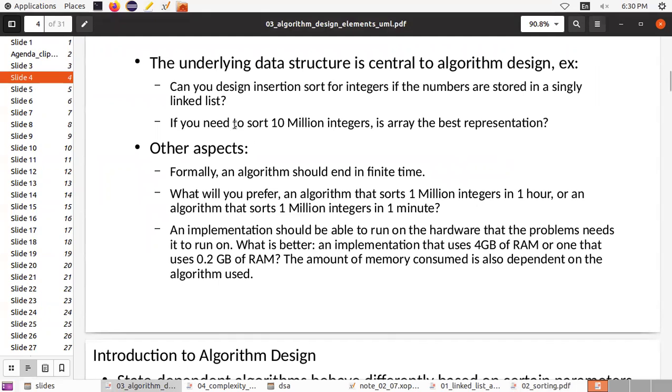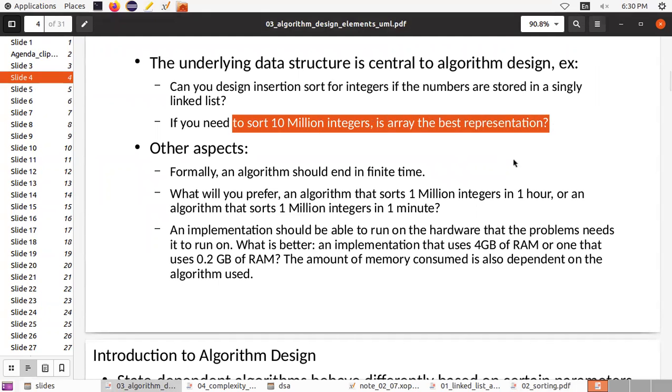Now, if you need to sort 10 million integers, is an array the best representation? Yeah, Honor, please go ahead. I understand that in this situation it can cost a lot, but I would like to know whether there is any situation in which we would want to use insertion sort as the only alternative to apply the sorting, or whether it is simply avoided in this singly linked list.